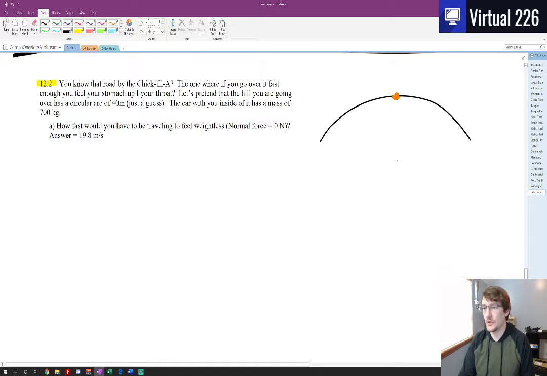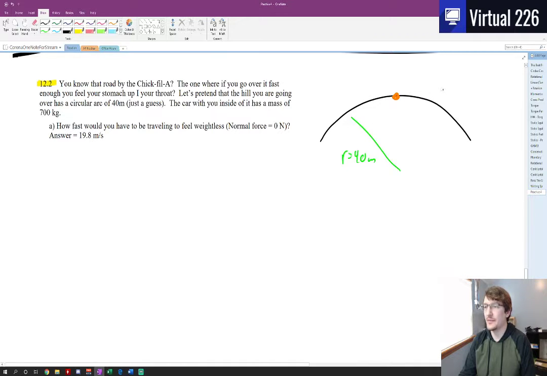This circular arc has some radius. We're actually going to put this radius off to the side, or else it'll look dumb. It's got a radius of 40 meters. Let's just pretend. And the car with us inside of it has a mass of 700 kilograms.